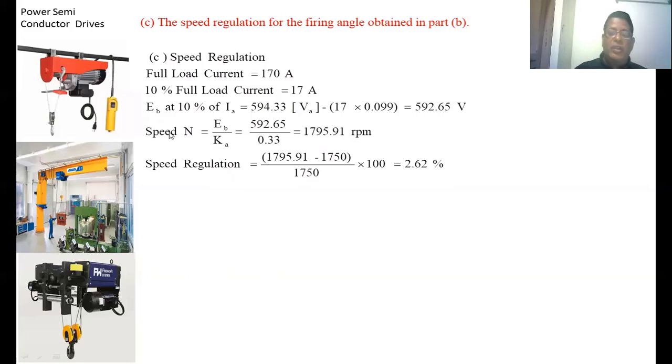Now speed of a motor at no load with this amount of voltage. So this voltage divided by the motor constant, it gives the 1795.91 rpm. Next, speed regulation. Speed regulation is nothing but this speed, no load speed minus full load speed. Already in the problem it is given that the full load speed is 1750. The no load speed minus full load speed divided by the full load speed gives the 2.62%.